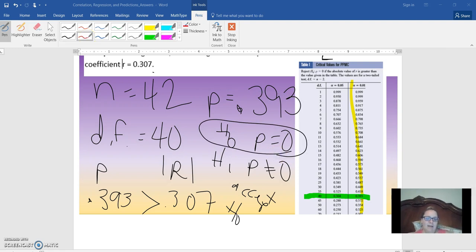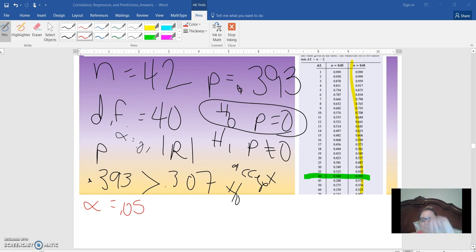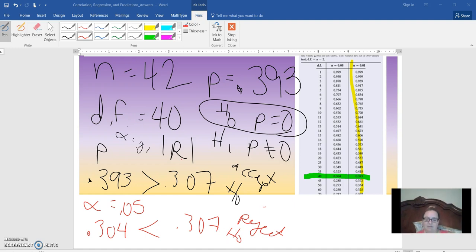All right, what if I said, let's do alpha is 0.05? Because this guy was alpha is 0.01. Let's do 0.05 and see if that changes anything. So 0.05, p is 0.304, and then the r was 0.307. That's less than, and so we would reject the H0. We would reject the fact that there's no correlation, which means you accept the fact that there is a correlation, positive or negative.